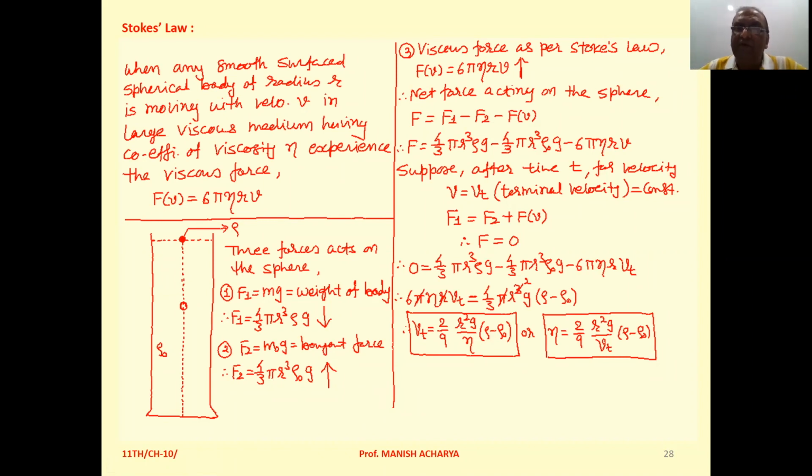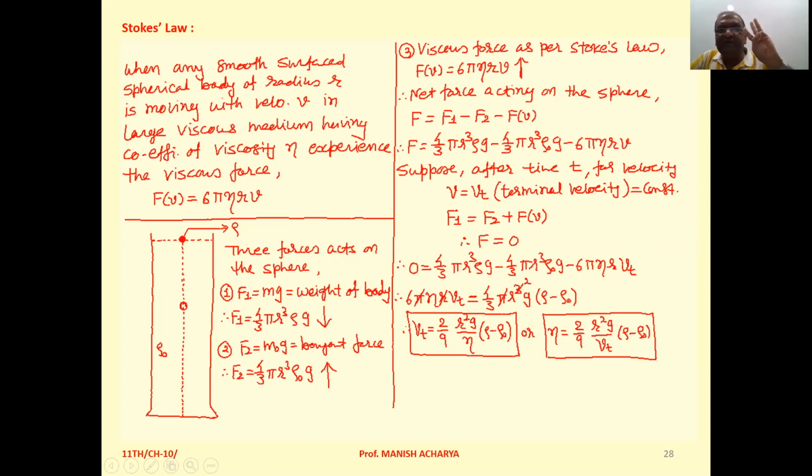And viscous force opposes the motion of the body. The body is moving in the downward direction, so the viscous force will be in the opposite direction of motion, so in the upward direction. And that is given by Fv equal to 6 pi eta Rv.